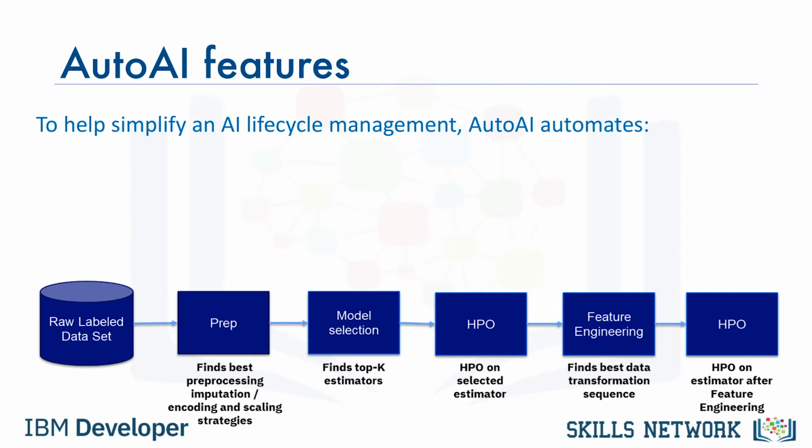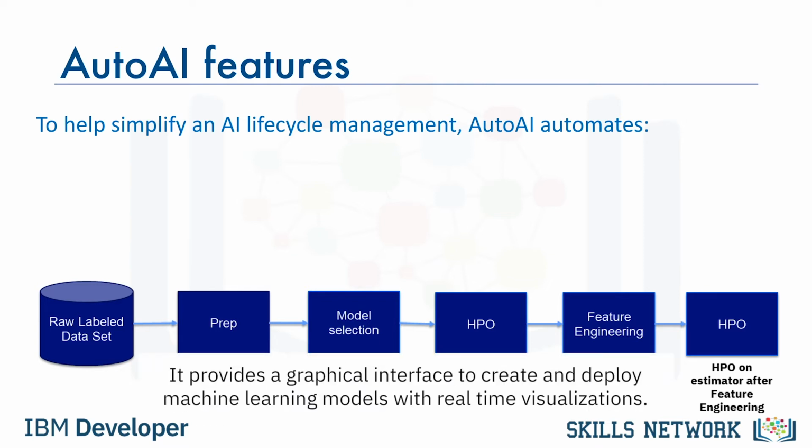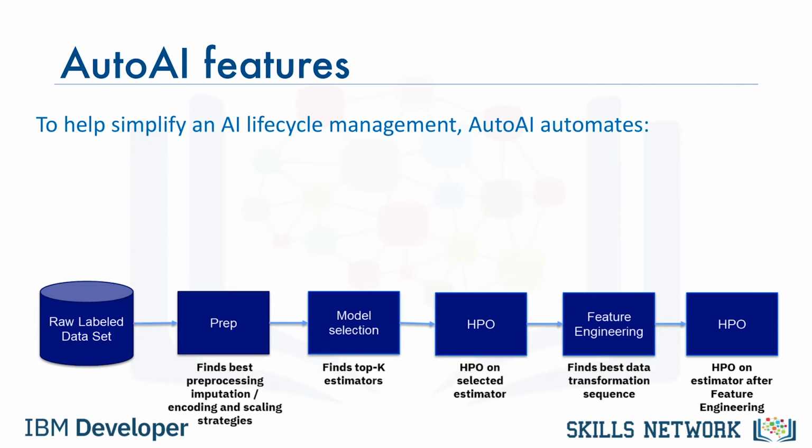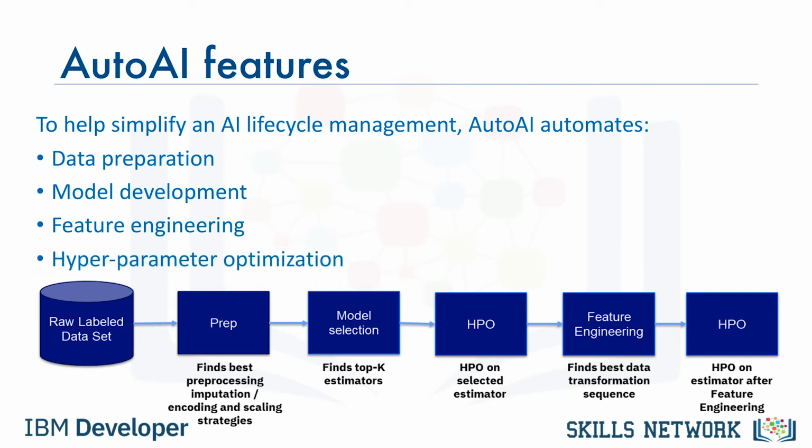The Auto AI system was developed by IBM research experts in collaboration with IBM Distinguished Engineer and two-time Kaggle Grandmaster Jean-François Pouget. It provides a graphical interface to create and deploy machine learning models with real-time visualizations. Auto AI automatically performs typical machine learning steps, such as data preparation, model selection, feature engineering, and hyperparameter optimization. Users can view the progress on the graphical interface.